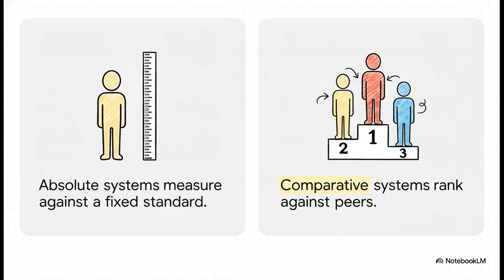First, you have an absolute system. This compares an employee against a fixed objective standard. If you meet that standard, you get a good grade, period, regardless of anyone else. But then you have a comparative system. This evaluates an employee strictly based on the person sitting next to them. In this system, you are quite literally graded against your peers.